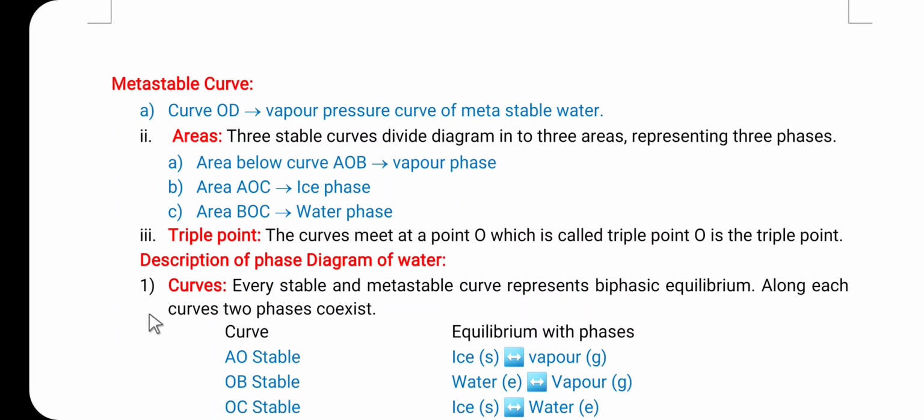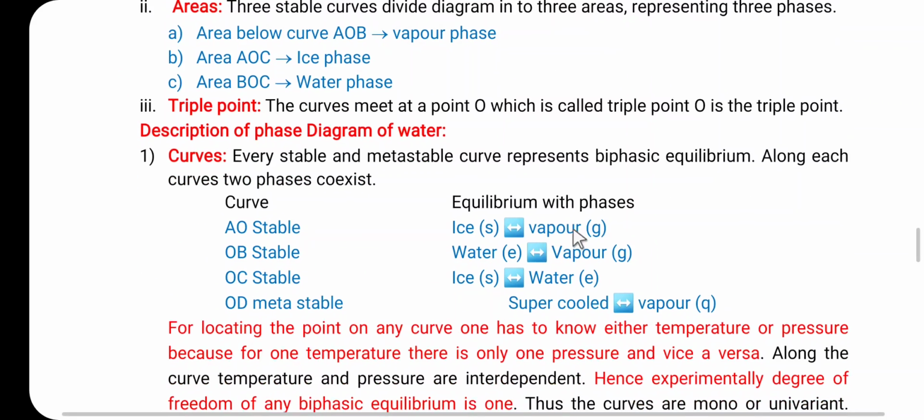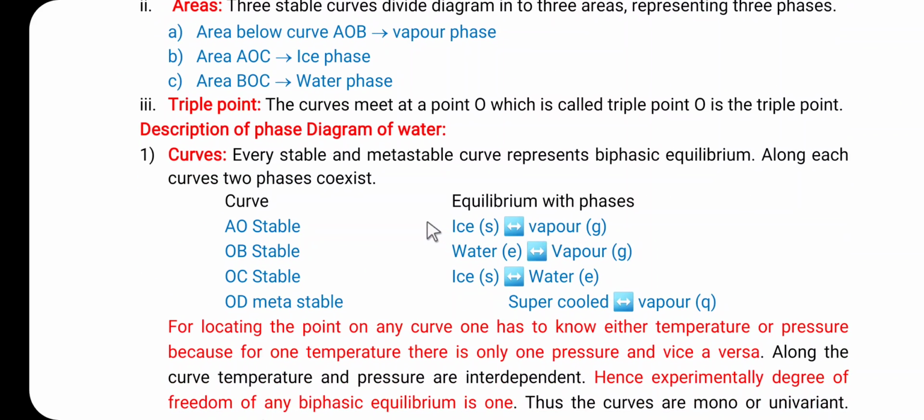Then the triple point. The curves meet at the triple point O, which is called the triple point. So O is the triple point in the diagram. So here is the description of the phase diagram of water.